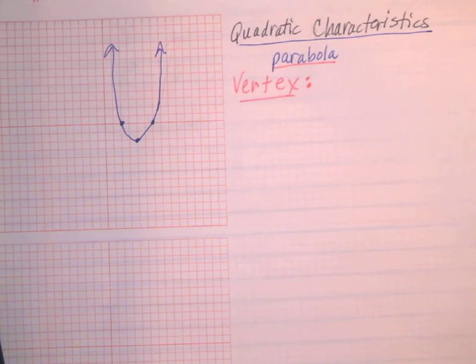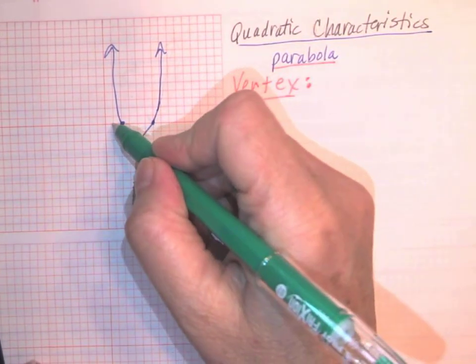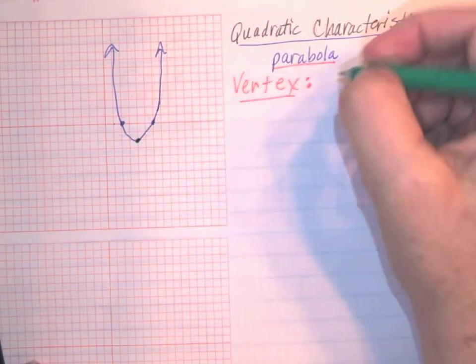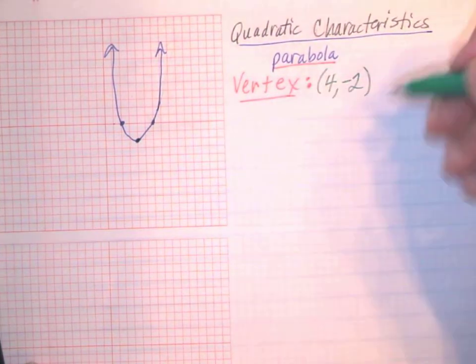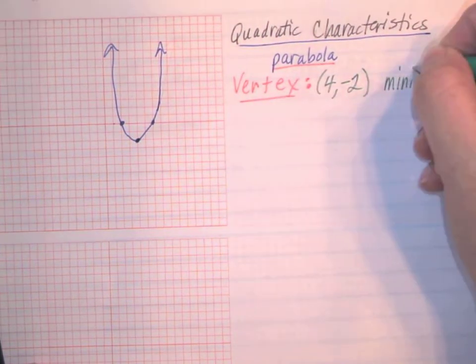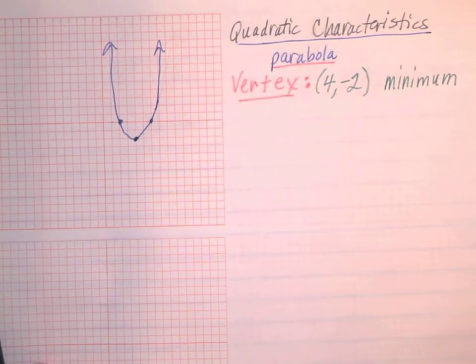So in this parabola, the vertex is this lowest point right here, which is 1, 2, 3, 4. It is the point (4, -2). And in this one, we call it a minimum because it is the lowest point on that parabola. If it were turned upside down, that vertex would be a maximum.